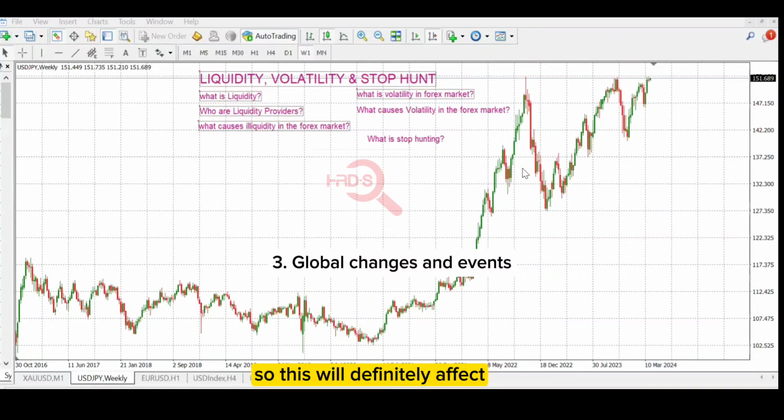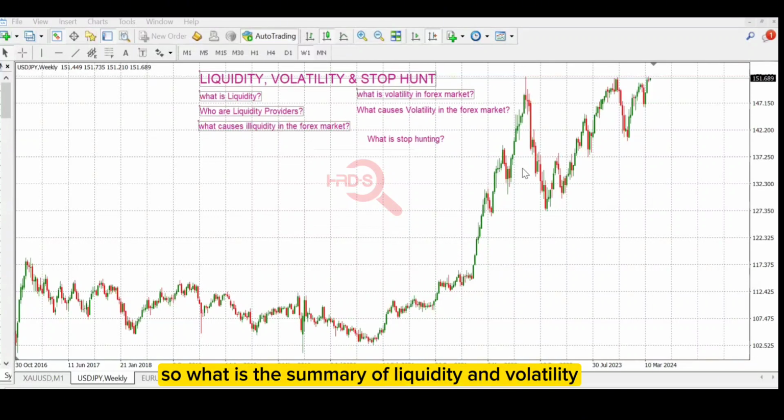So this will definitely affect the volatility of the market, because it is the participants that determine the activities, or the rates at which price fluctuates in the markets. So what is the summary of liquidity and volatility?